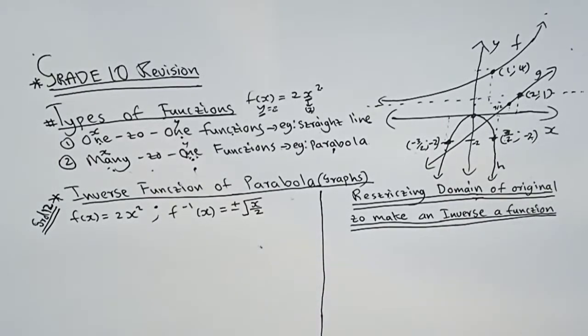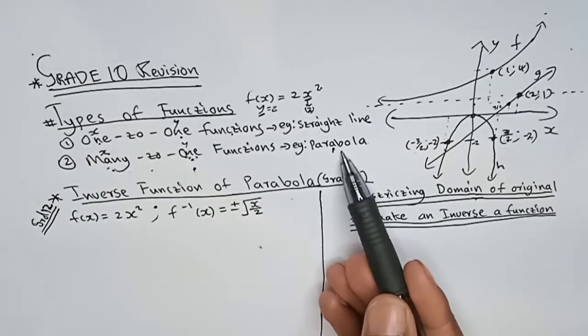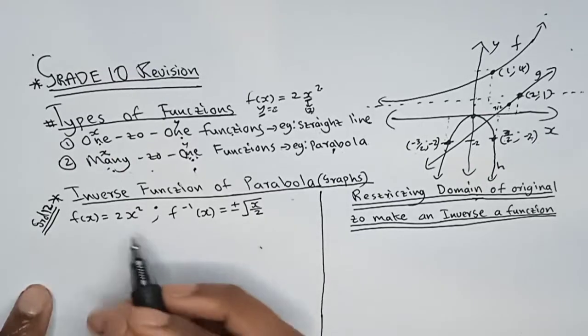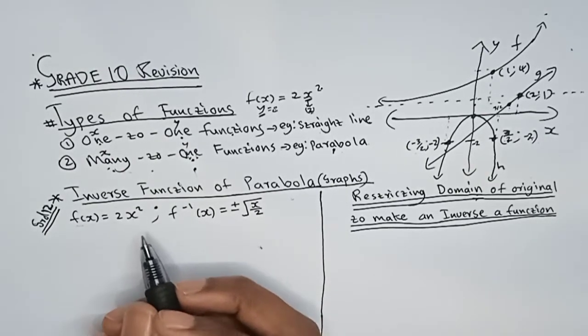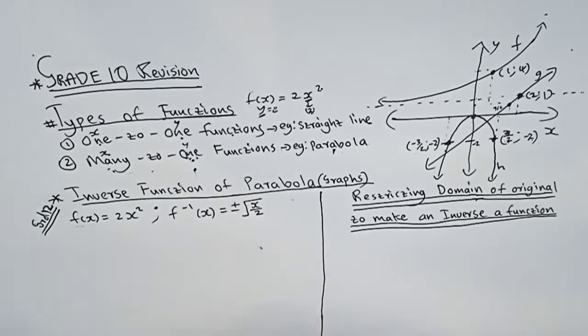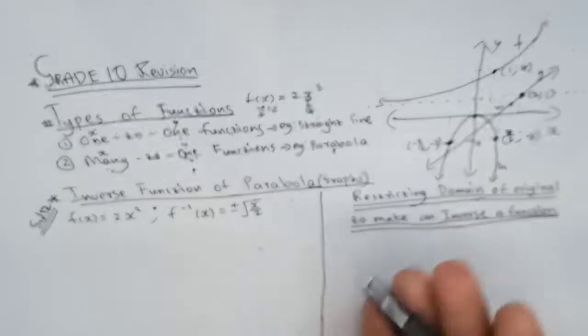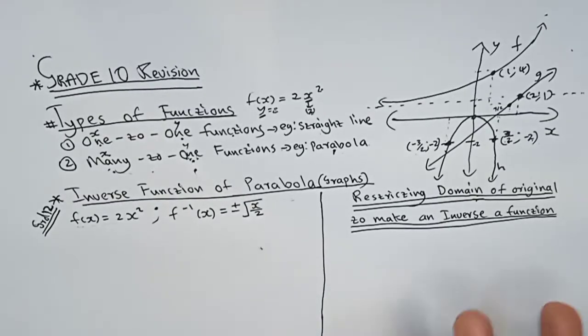Clear? So now let's go to grade 12. Let's find the inverse of a parabolic function. I prefer using this example because it's easy and smooth. If you want us to do more complicated questions, you can send them through and I will do them for you or with you.